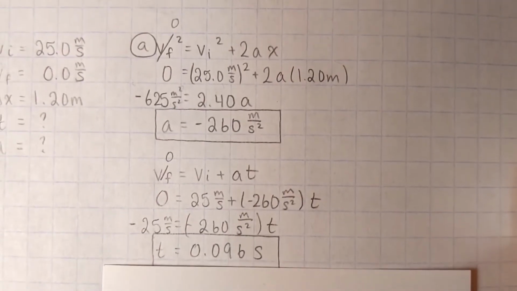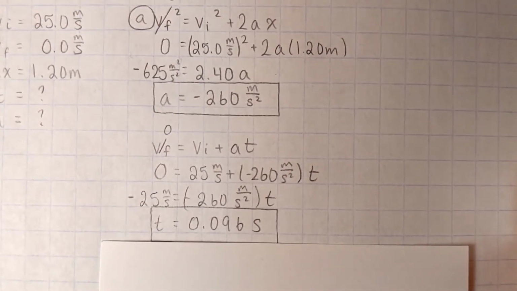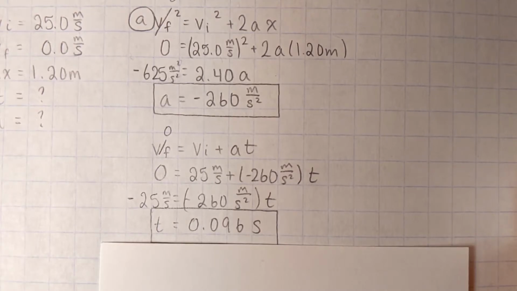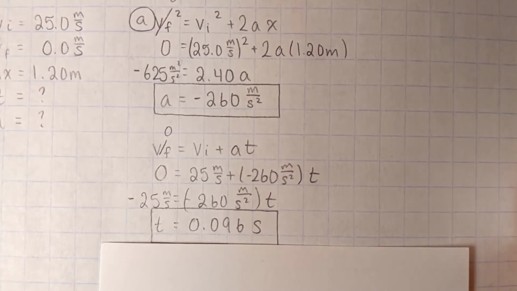And then we're going to use final velocity equals initial velocity plus acceleration times time to find the time. And we're going to use the acceleration we just found to find the time.